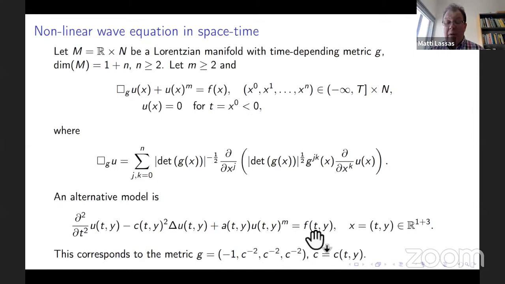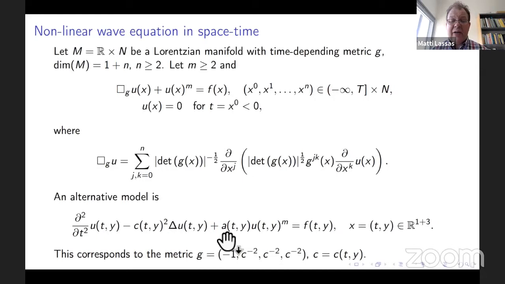This alternative model corresponds to the metric that is given by a diagonal matrix, that has elements minus 1, c to the power minus 2, c to the power minus 2, c to the power minus 2, where c is the wave speed. So this is a diagonal matrix that has eigenvalues, where one is negative and the others are positive.